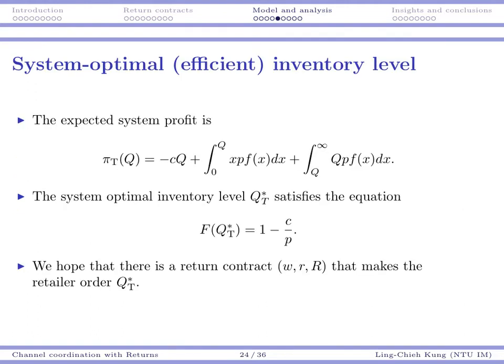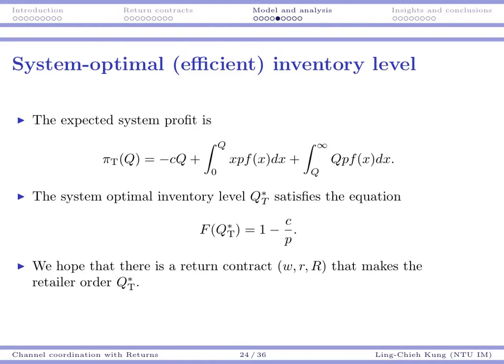So now it's time to try to solve this problem. Again, we start with the benchmark, which is just the system optimal inventory level. As you are already familiar with that, the system optimal inventory level is just this guy. Okay? If Qt star is the optimal inventory level, it will satisfy this equation, this newsvendor equation. This is based on the demand function, and the right hand side is just the critical ratio.